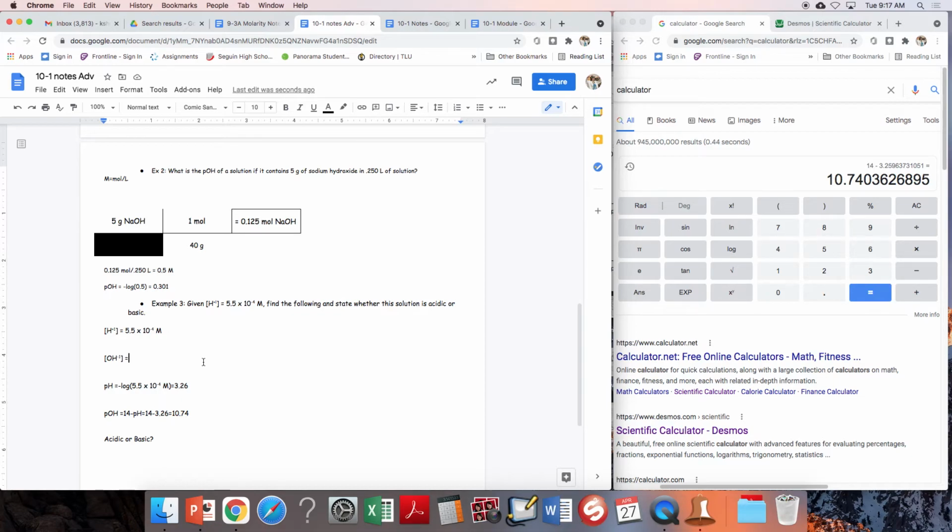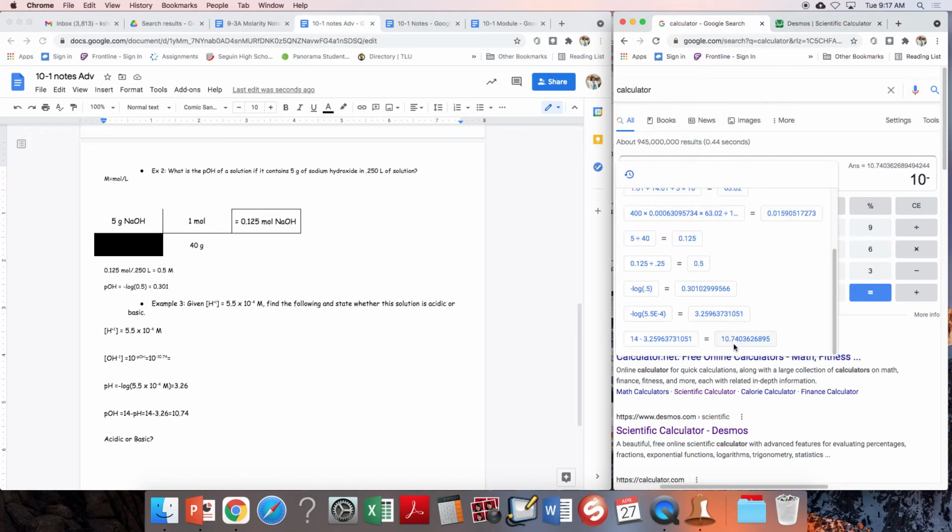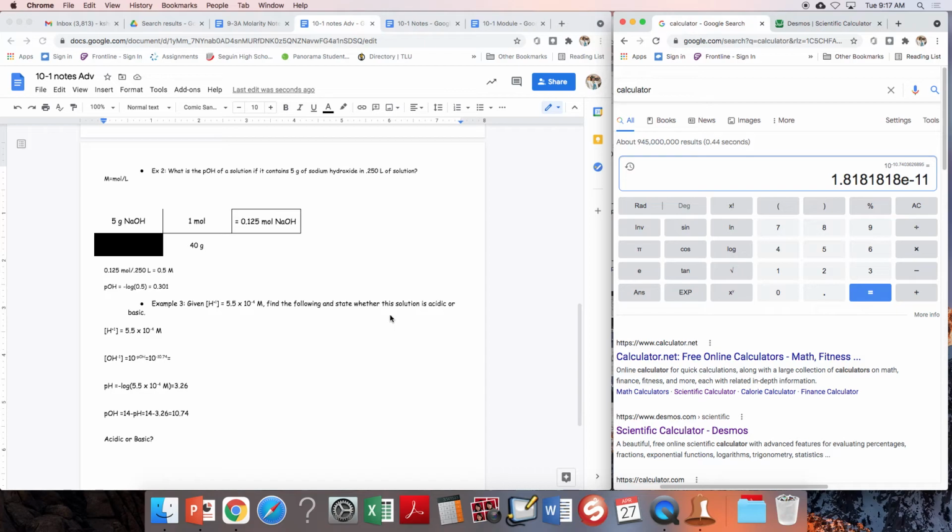And then last but not least, it wants my OH concentration. Remember, OH is just 10 to the minus pOH, which we just found our pOH. So we're going to do 10 to the minus 10.74, which is going to equal, oops, don't forget your minus sign. So 10 to the minus our pOH, and this is one where it's going to automatically go in scientific notation. We've got 1.82 times 10, because that's what our E means, to the minus 11.